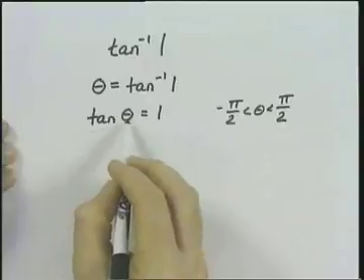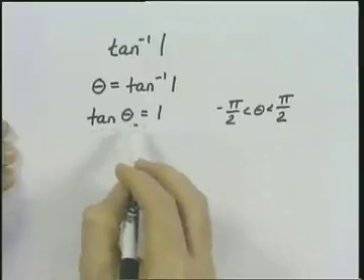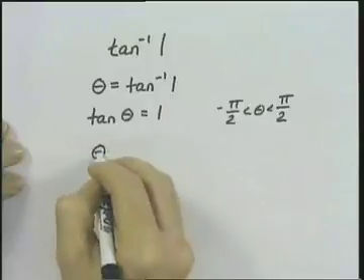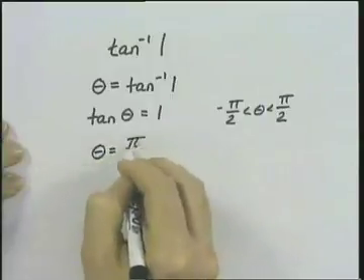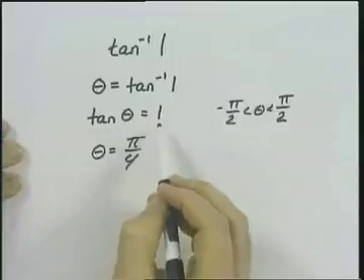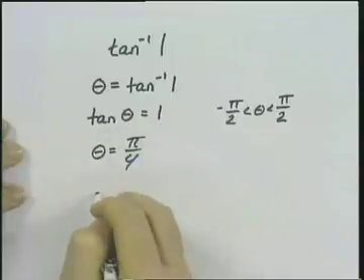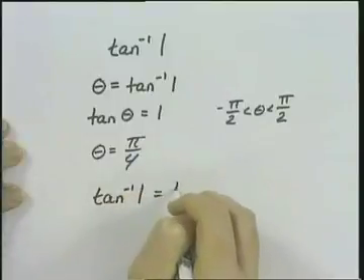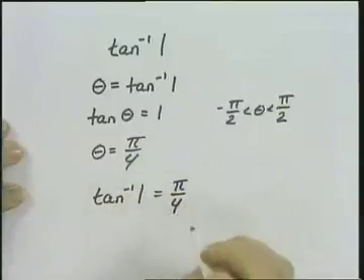So, the tangent of what angle is 1, where the angle is between negative pi over 2 and pi over 2? It turns out that the angle theta is going to be pi over 4, because the tangent of pi over 4 is 1. Therefore, the inverse tangent of 1 equals pi over 4.